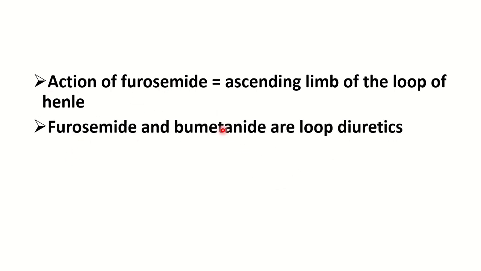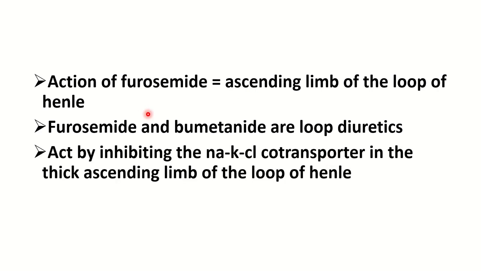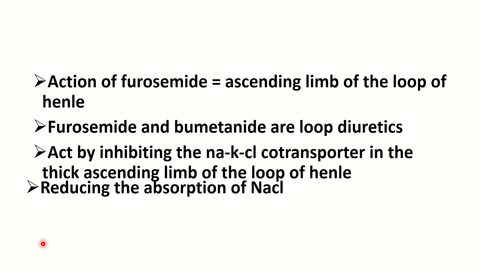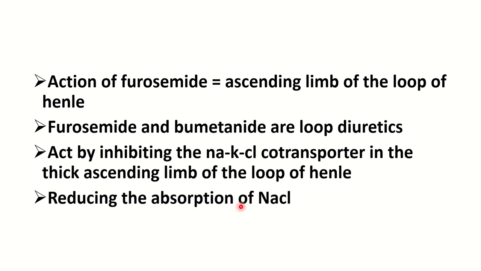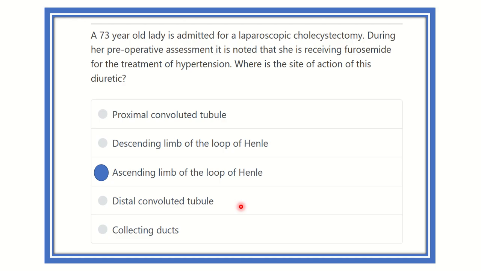Furosemide and bumetanide are loop diuretics, which act by inhibiting sodium potassium chloride co-transport in the thick ascending limb of loop of Henle, and it blocks sodium, potassium and chloride absorption. So sodium, potassium and chloride are excreted into urine, taking water with them, reducing the absorption of sodium chloride in this area. So finally here we can see our answer is now ready.